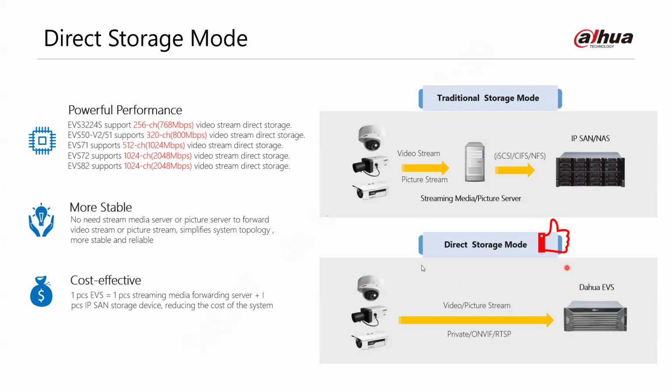So we have different types of EVS based on the models. We have the EVS 3 series, 5 series, 7 series, and 8 series. Each of these EVS supports a different number of channels. For example, the 3 series supports up to 256 channels. The 5 series supports up to 320. The 71 series supports 512 channels. The 72 series supports 1024, and 82 supports 1024. So in this case, these are basically video streams stored directly from the cameras to the EVS.